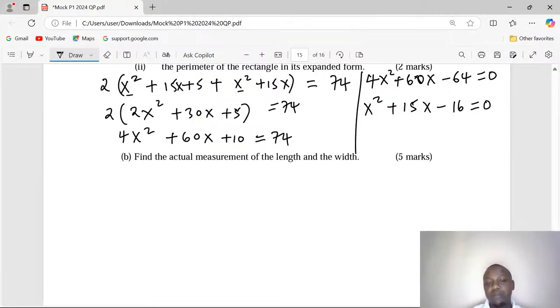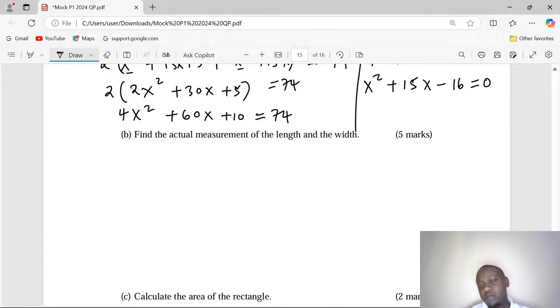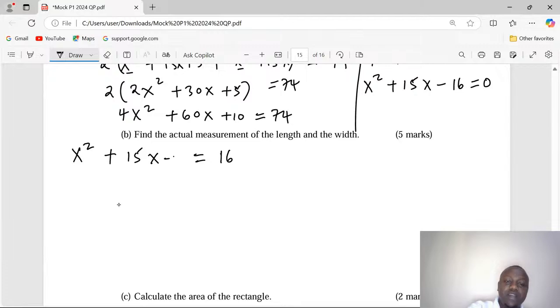Find the actual measurement of the length and the width. We have to solve the equation now, which is quadratic. So x squared plus 15x. Okay, allow me to use the completing square method, because the other time that we solved quadratic equations, we used the factorization method. So we can now take 16 to the other side to be positive, and we complete the square by adding a constant and also the same constant to the other side.